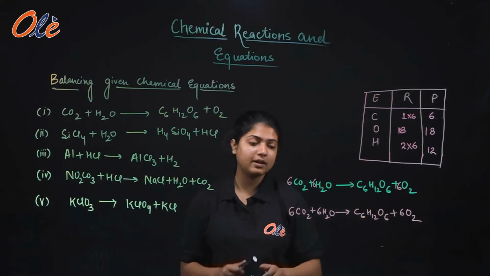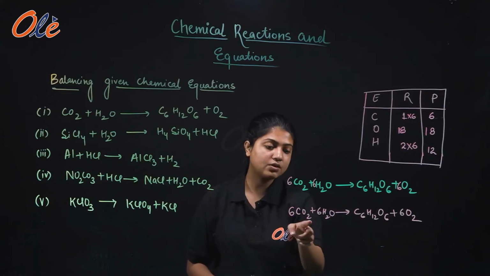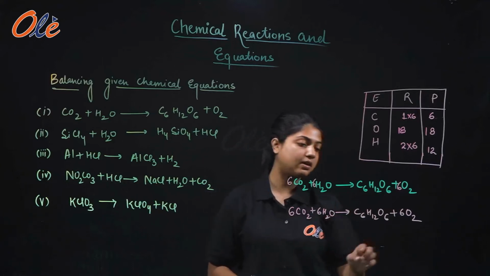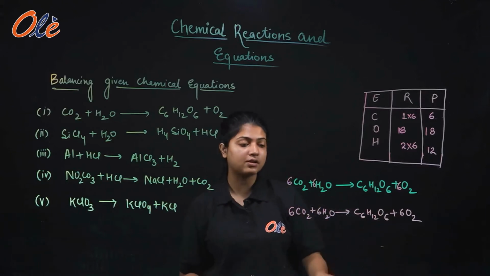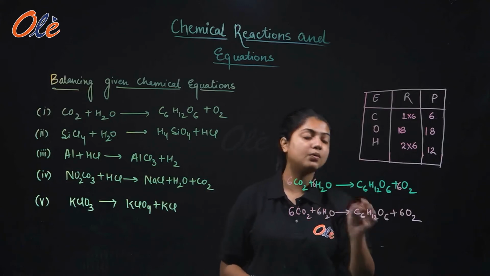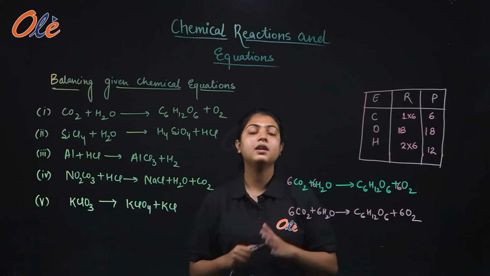Let us count once again. 6 carbon atoms and 6 carbon atoms. 6 2s are 12 plus 6, that is 18 oxygen atoms, and 6 plus 6 2s are 12, that is 18 oxygen atoms. 6 2s are 12 hydrogen atoms and 12 hydrogen atoms. So this is your balanced chemical equation.